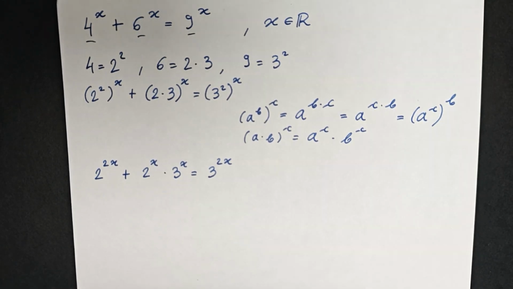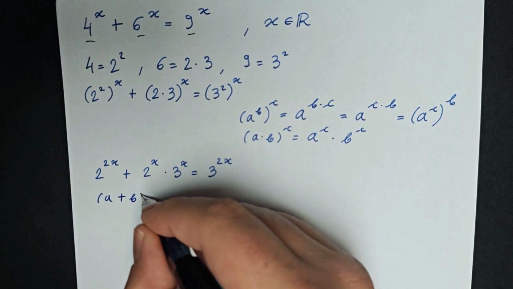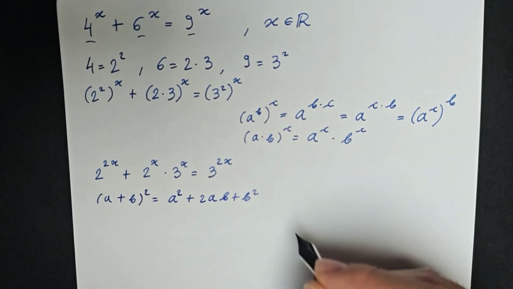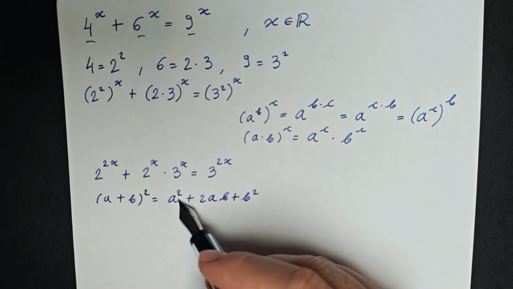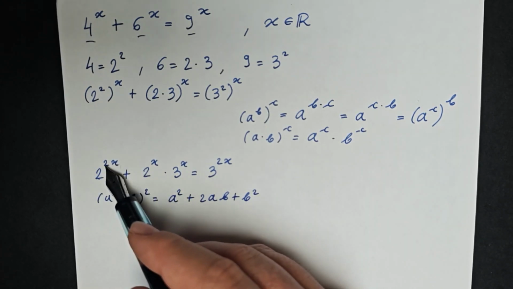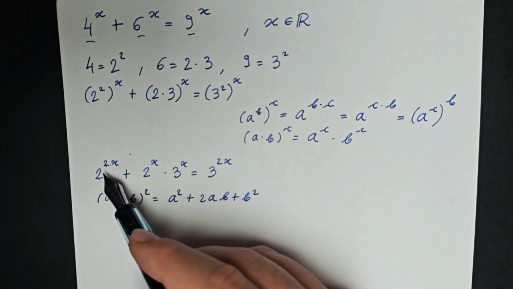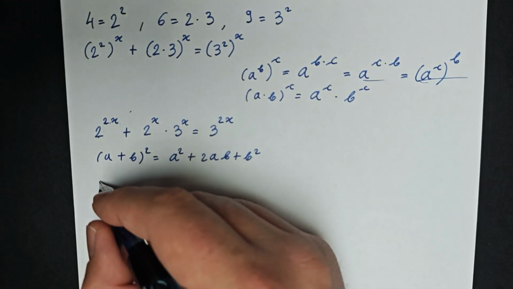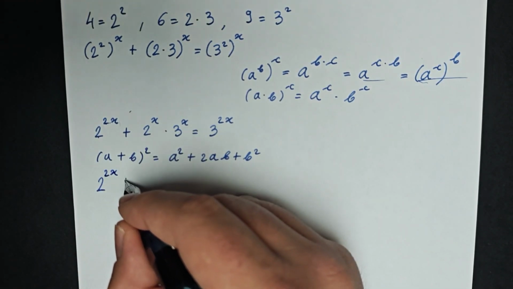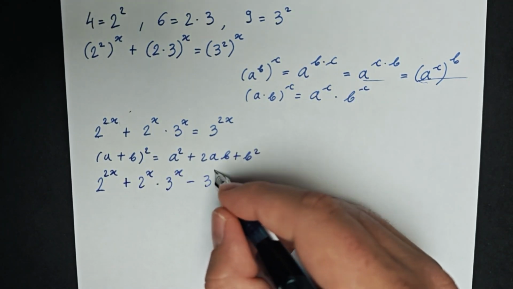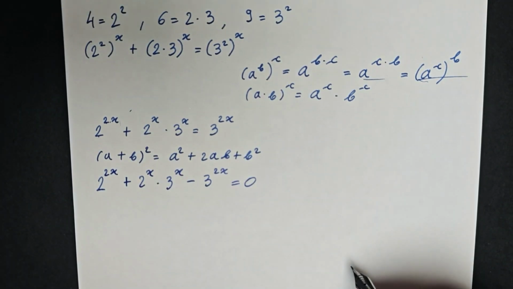So the first thing that comes to mind is the formula for the square of a sum. So (a plus b) squared is equal to a squared plus 2ab plus b squared. As you can see, the a squared term is going to be played by this 2 to the power x, and that is going to be squared. Remember, this 2 can go outside using this rule here. Now we can transform our equation. We can write that it is 2 to the power of 2x plus 2 to the power x multiplied by 3 to the power x minus 3 to the power 2x is equal to 0.